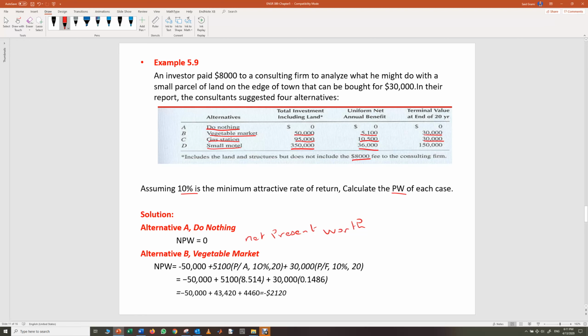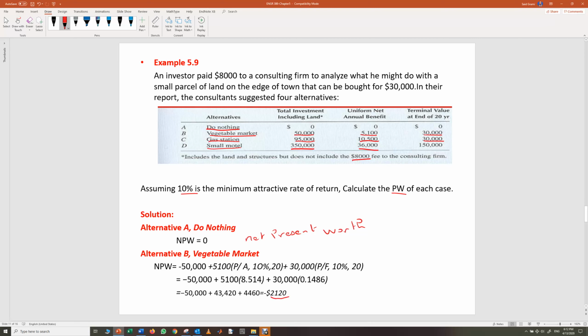Alternative B, vegetable market. So net present worth: we have an investment of minus 50,000, and we have a uniform series during 20 years at 10%, 5,100, looking for P given A, 10%, 20 years, plus the terminal value of 30,000, which is in the future, so looking for P given F, 10%, 20 years. So we calculate, we get minus 2,120.